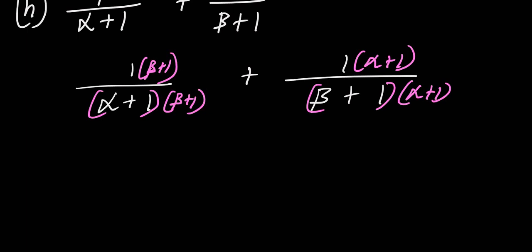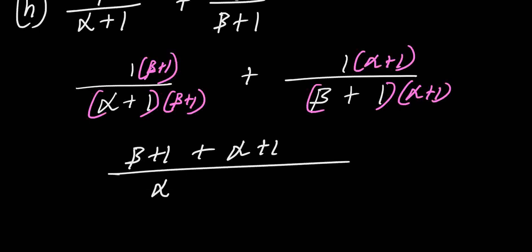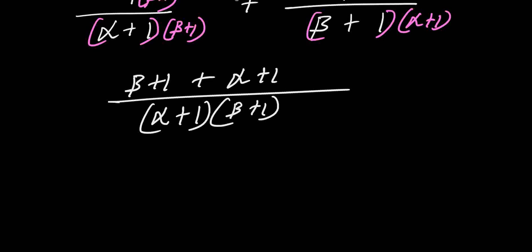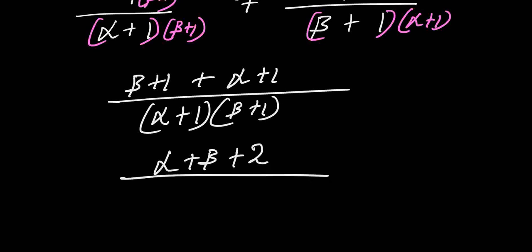So now that the denominator is common, we can simply say 1 times beta plus 1 is beta plus 1, and plus 1 times alpha plus 1 is alpha plus 1, over the denominator, which is alpha plus 1 and beta plus 1. So if we combine the numerator, we're going to have alpha plus beta plus 1 plus 1 is 2, plus 2.